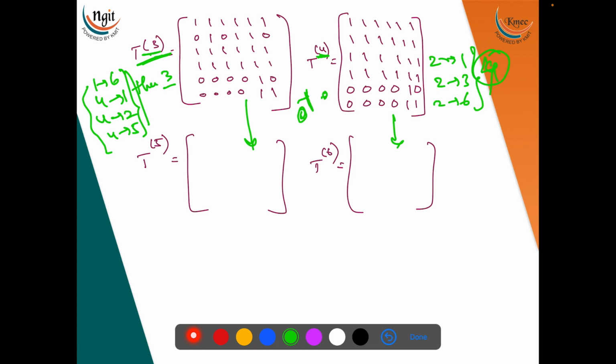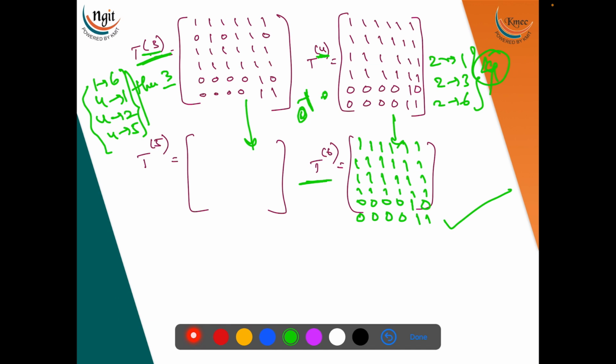So finally, the transitive closure is what? Now this matrix I am updating with 6 vertices, that means 1, 2, 3, 4, 5, 6. The transitive closure finally with all the vertices is this. So what we did is we found the reachability from one vertex to another vertex in the direction. Okay, right. This is about transitive closure. Thank you all.